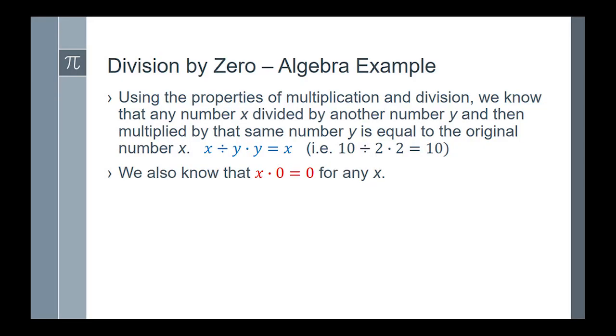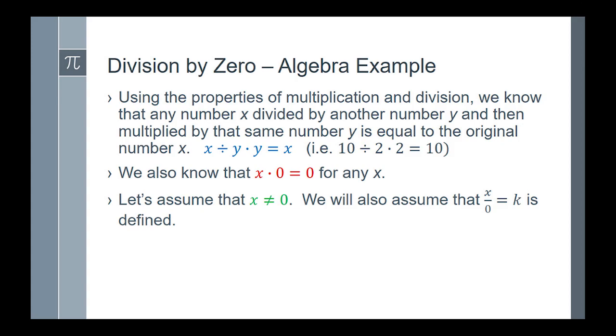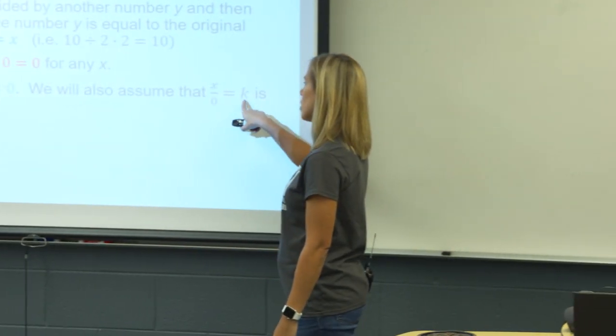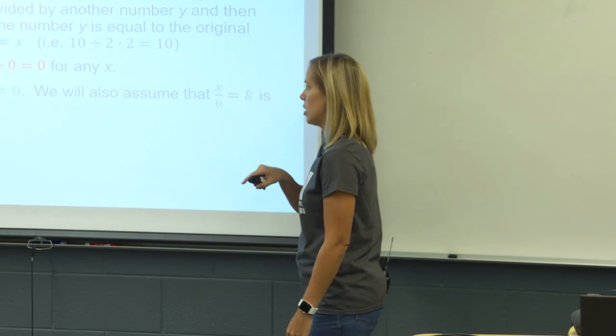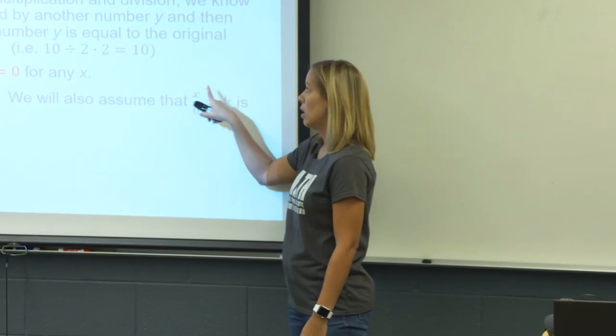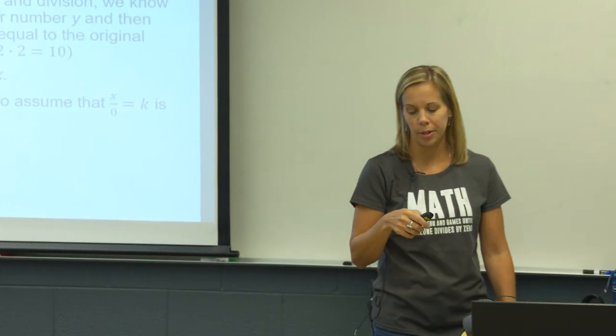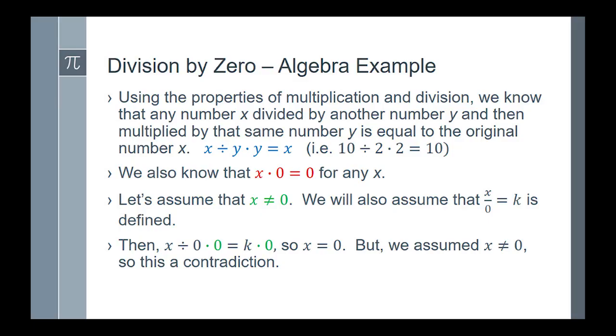So any x times 0 is going to give us 0. So let's just assume that x does not equal 0. And we're going to assume that there's some value k that we can define where x divided by 0 is equal to k. But again, we're assuming that x is not 0 here. So following this same idea up here, and then multiplying both sides by 0, we're just basically rewriting this division. Instead of using a fraction, we're just going to rewrite it using the division sign.